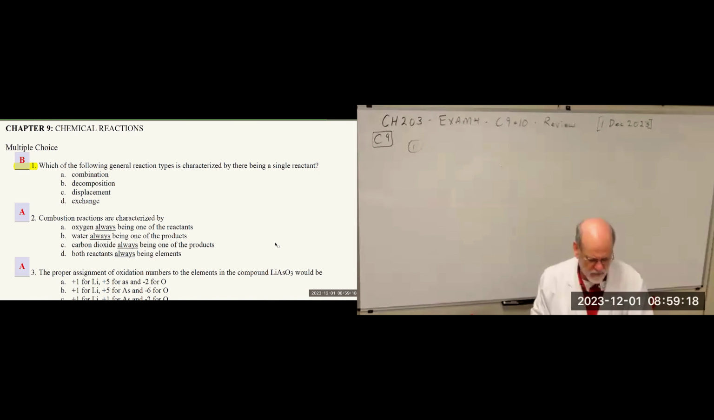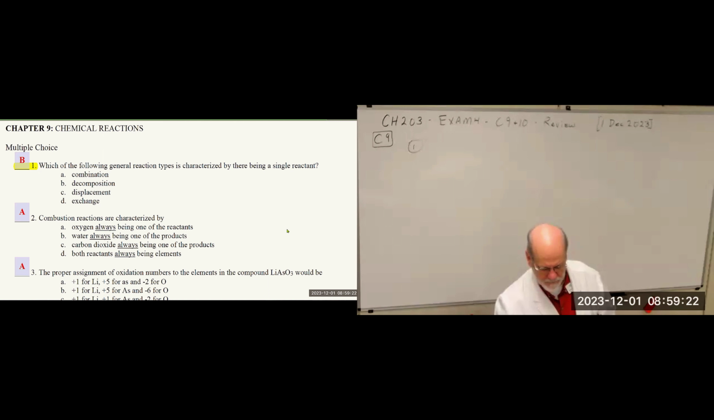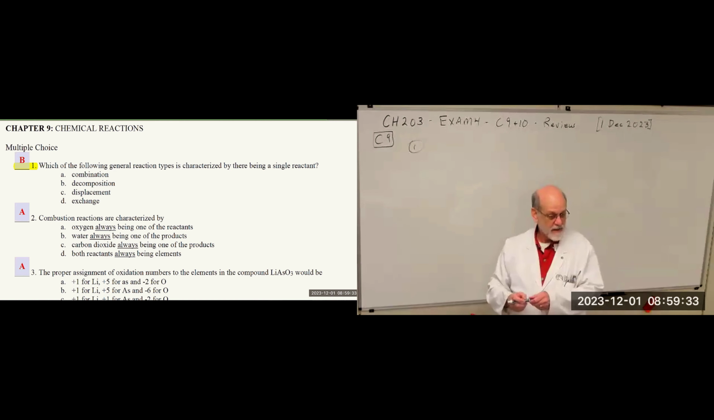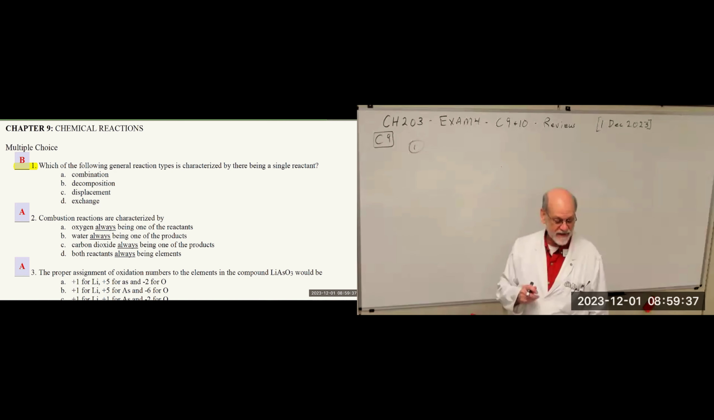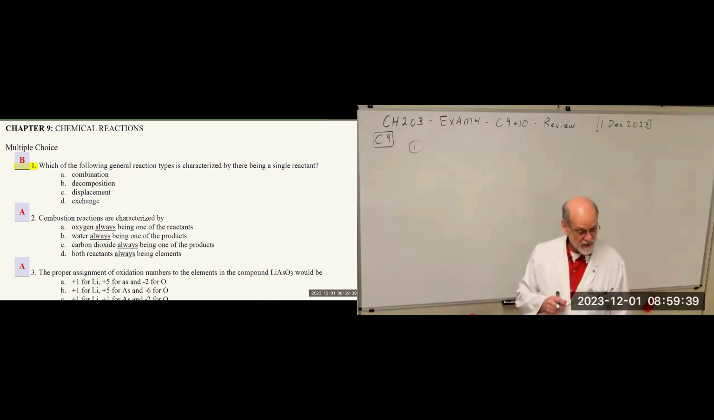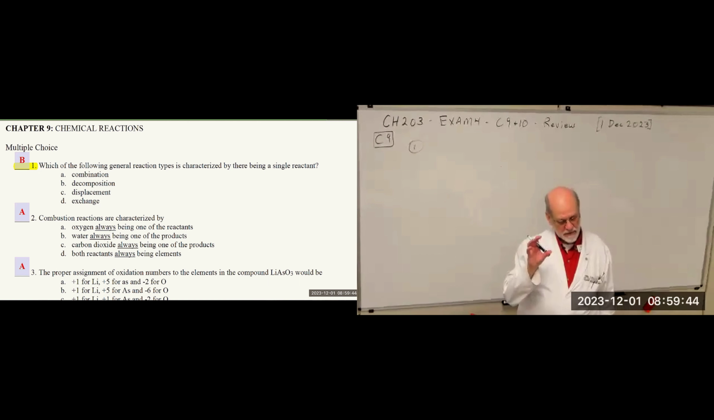Which of the following general reaction types is characterized by there being a single reactant? It's obviously not combination. You've got to have two reactants to do that. Decomposition, possibly, yeah, because you've got a complex going to simple, more than one simple.